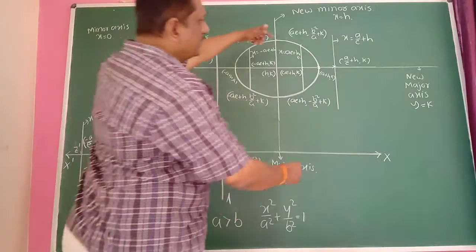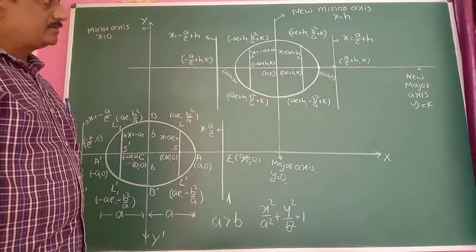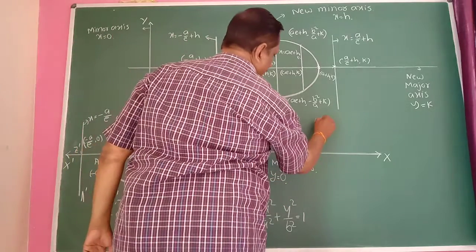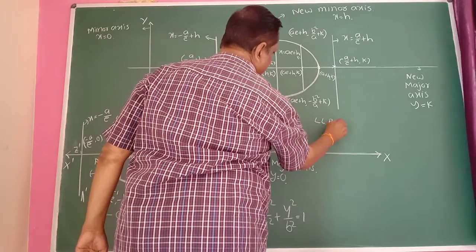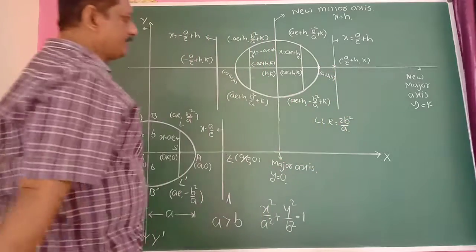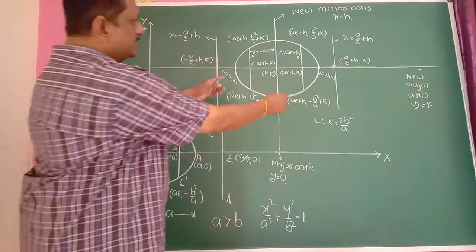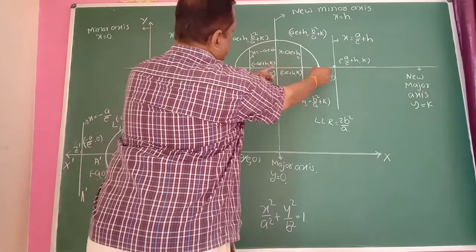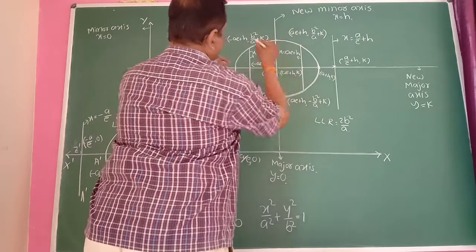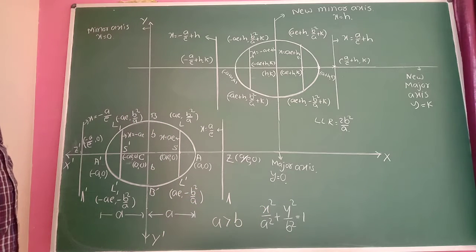And the length of the latus rectum is the same, 2b square upon a only. So the length of the latus rectum is the same here, 2b square divided by a only, in both cases, this case and this one. And here this distance is a unit. This is a, this is also a. Okay. Therefore, these are the important formulas.